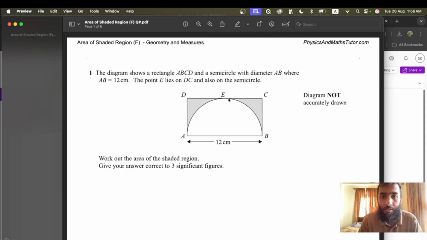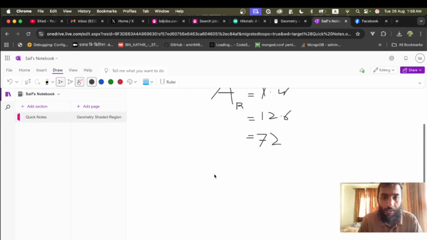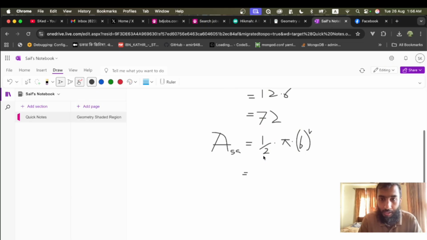And what is the area of this semicircle? Let's say SC, semicircle, or half of a circle. Half multiplied by the area of the circle. We know that the area of the circle is pi times radius squared. So half into pi into the radius, which is 6, so 6 squared is 36, so this is 18 pi.